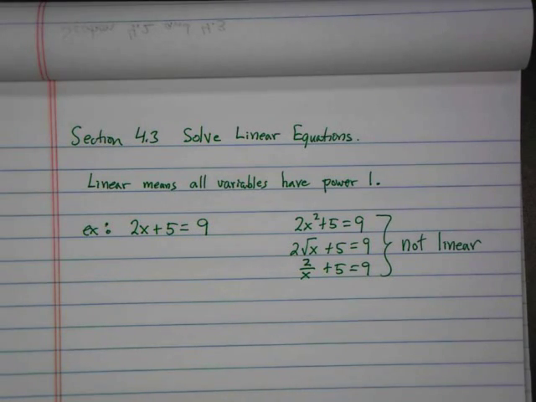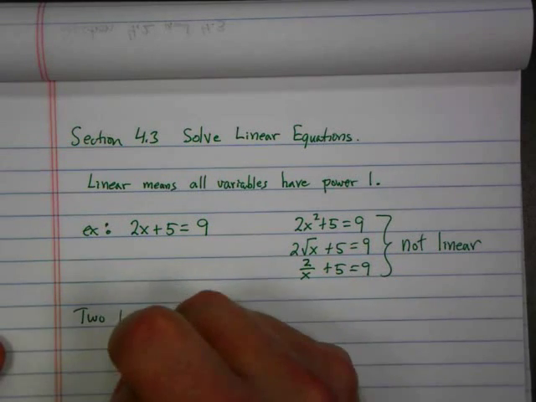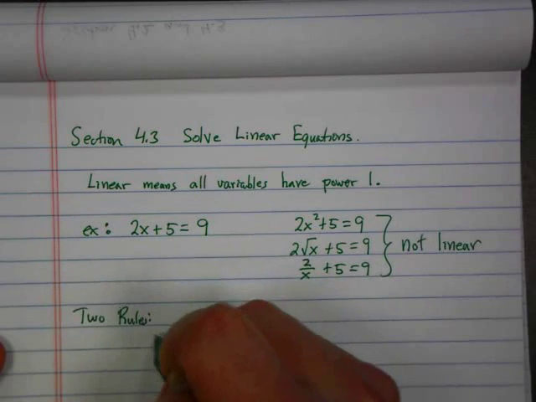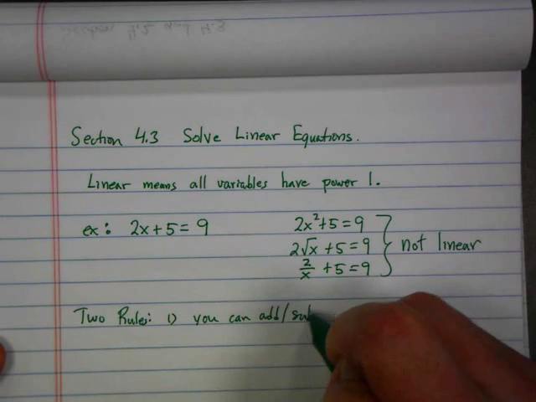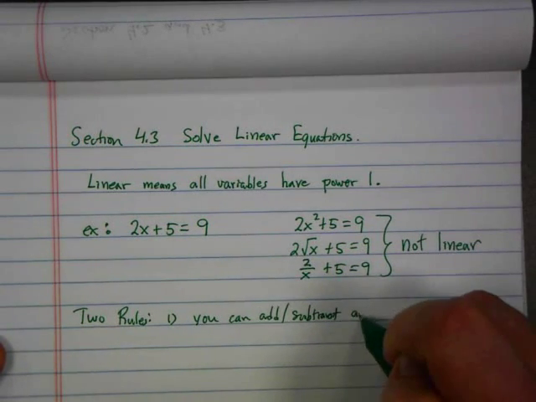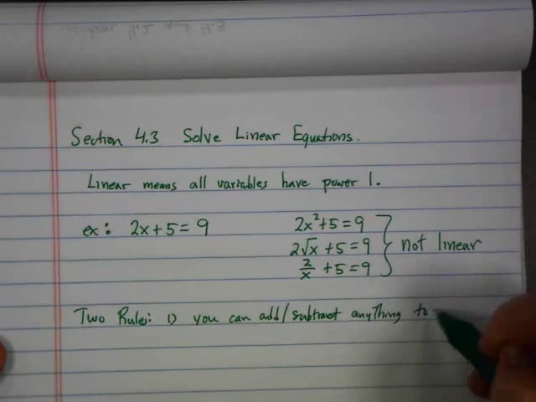To solve linear equations, there are 2 rules that you use. What are the 2 rules? Anybody know? And what do you do to get x by itself? I figured it was balancing. You have to do the same thing on one side and the other, right? And what things can you do to each side? Addition, subtraction, multiplication, division. All right, so the 2 rules are: 1, you can add or subtract anything to both sides.